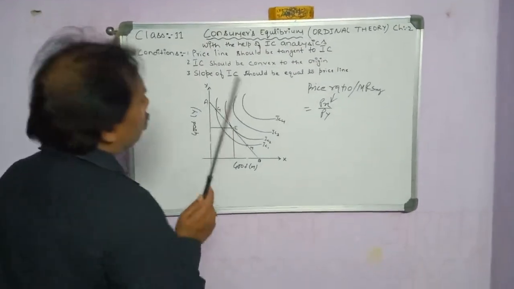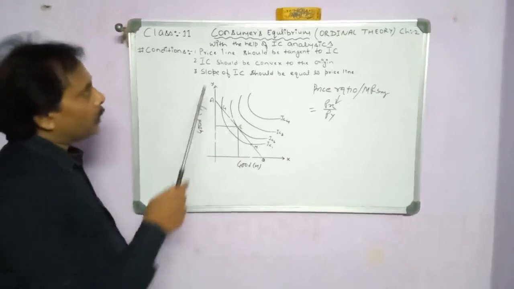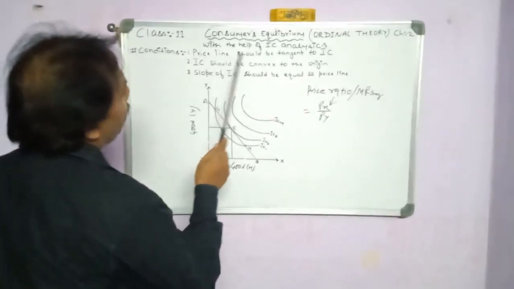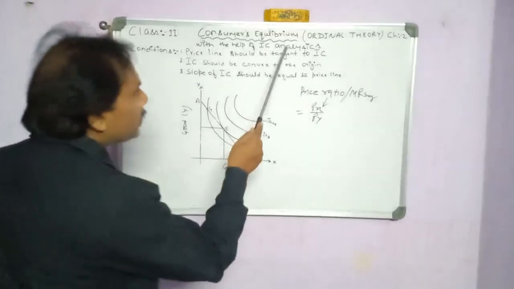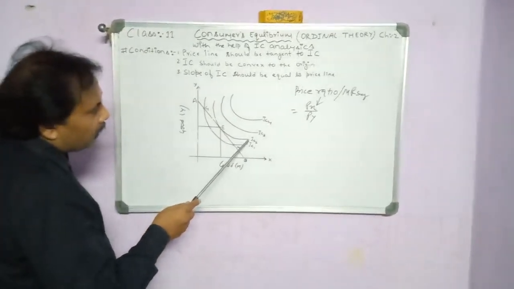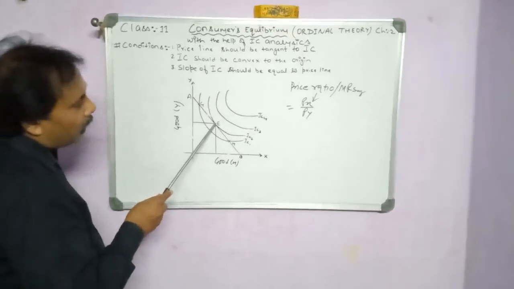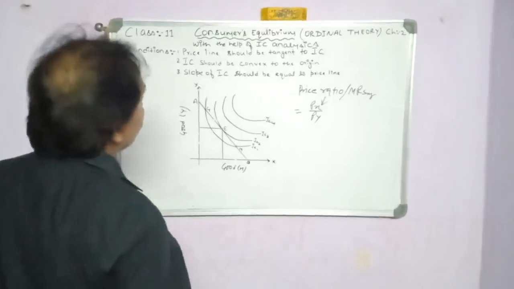For the consumer's equilibrium, there are three main conditions. First, the price line should be tangent to IC. So here, what does tangent mean? Tangent means the IC curve should touch the budget line. That is known as tangency.